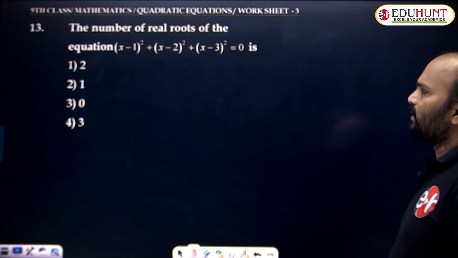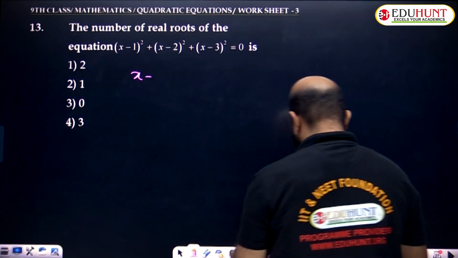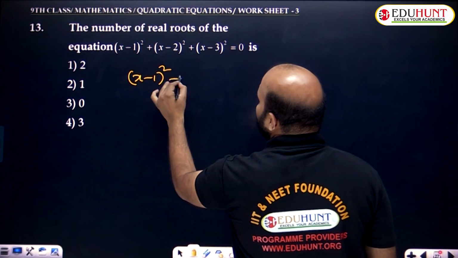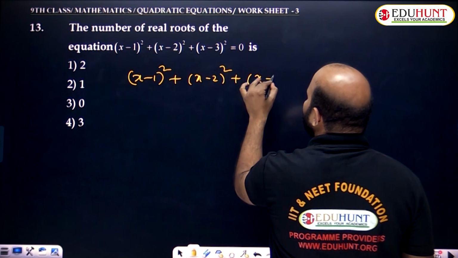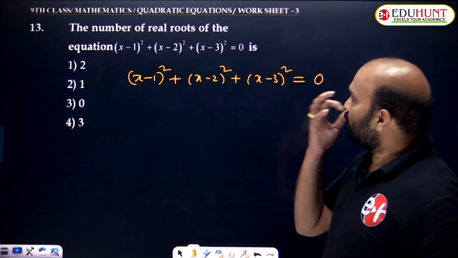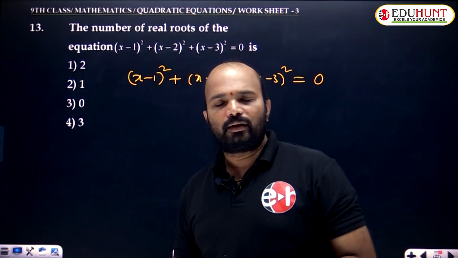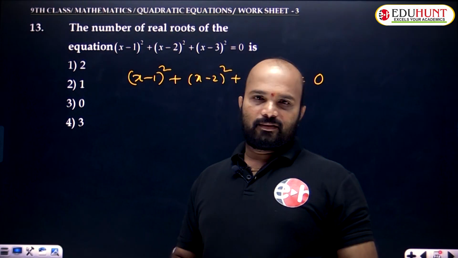So it can be written first. What is the given equation? (x − 1)² + (x − 2)² + (x − 3)² = 0. This is the given equation. But what am I asking? The number of real roots. That means we can find the discriminant.